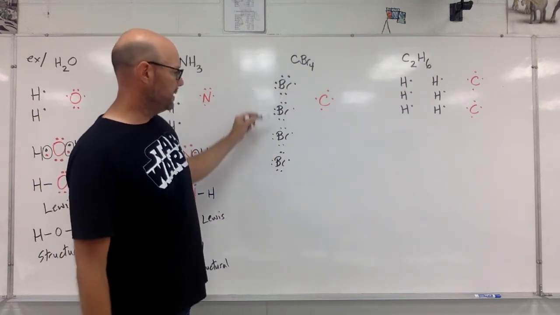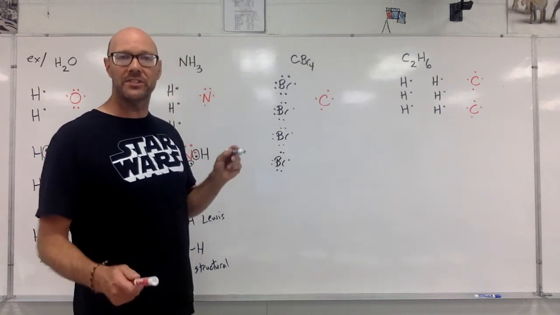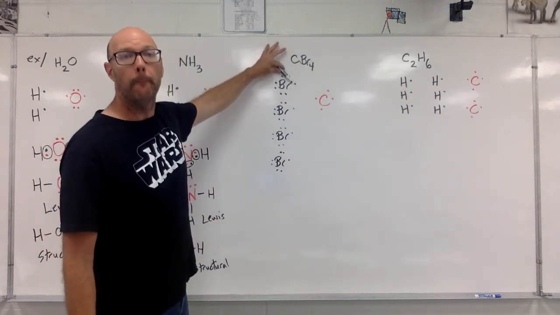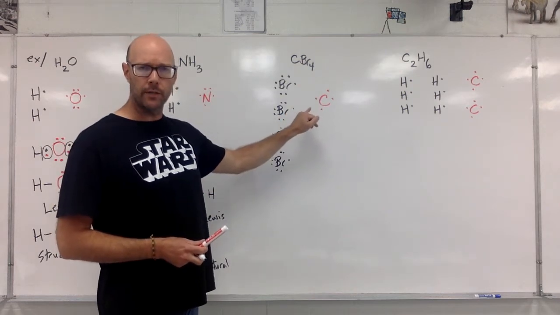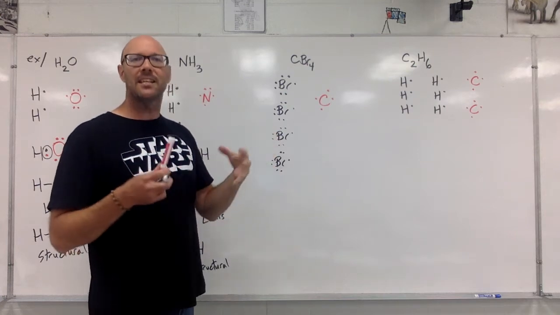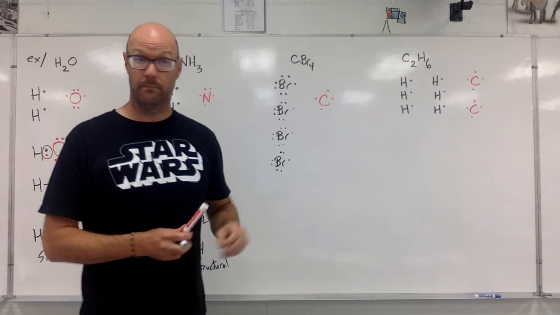And these bromines, yes, they have a lot of valence electrons. Each bromine has 7 valence electrons, but they still only have the 1 bonding electron. Wait a second. Carbon has 4 bonding electrons. Bromine each has 1, and there's 4 of them. It fits together like a puzzle. I'm going to skip to the end.